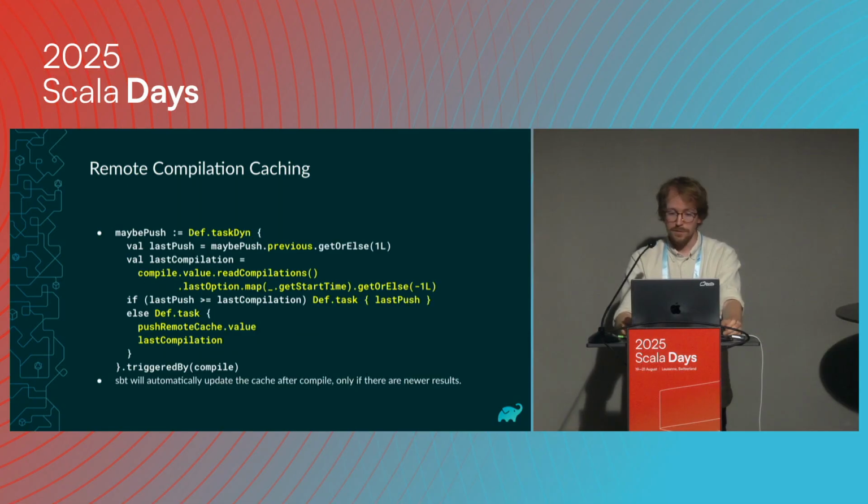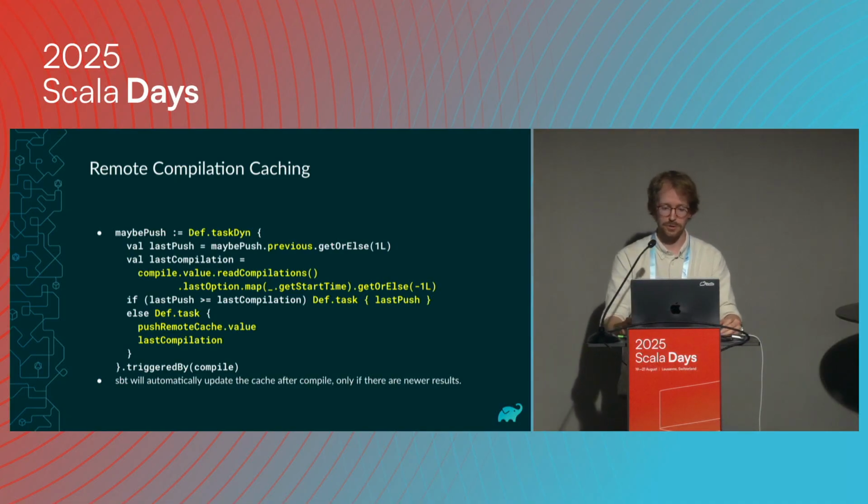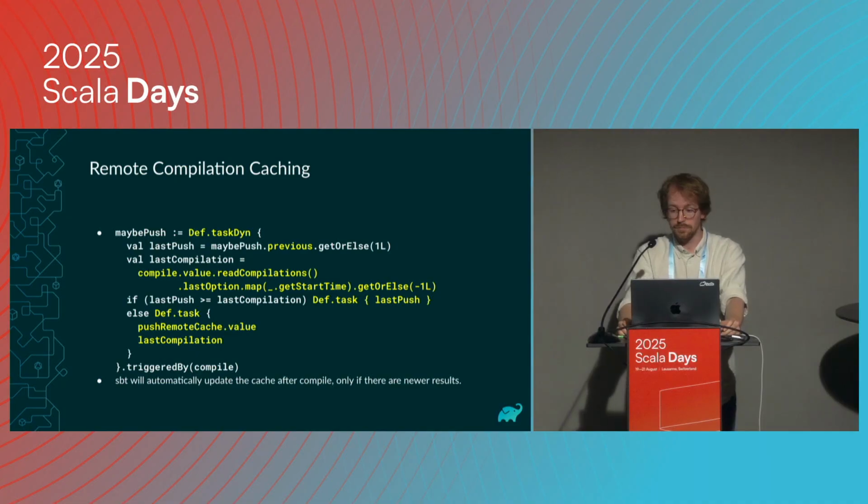It's not too bad. So we can use previous that we discussed before to get the previous value of the same task execution, if we have one. If not, then just return some random value. We get the last compilation. So to do that, you have to know a few of the SBT APIs. So we get the compilation, compile, what value is going to give us the analysis from the compiler, from which we can get the compilations that happened, and the most recent one would be the last. We get the start time, and we have the time of the last compilation.